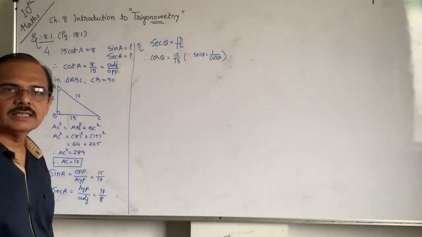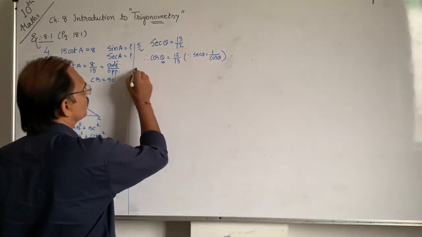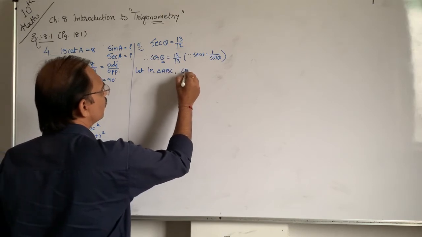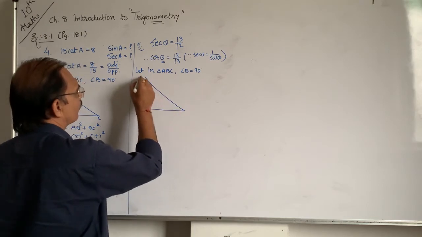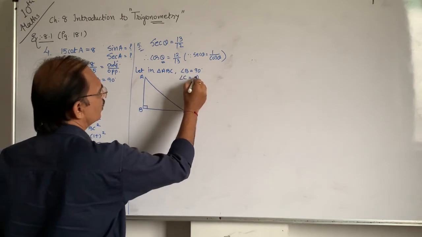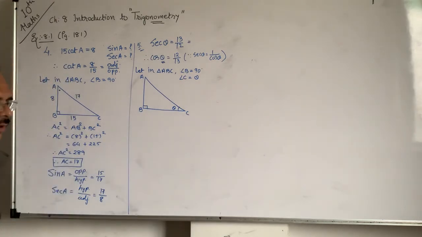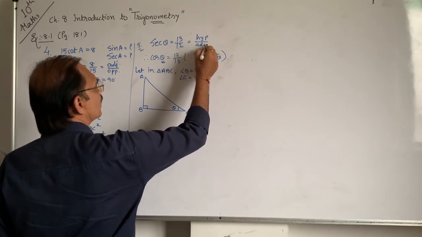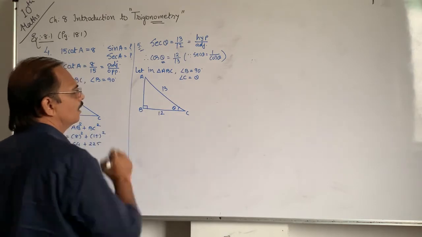For this we suppose a triangle. Here theta is given. So let in triangle ABC, angle B equal to 90 degrees. We suppose angle C equal to theta. And sec is given. Sec is the reciprocal of cos, so hypotenuse upon adjacent. So for this angle theta, hypotenuse is 13 and adjacent is 12.